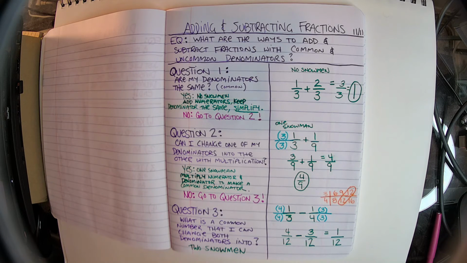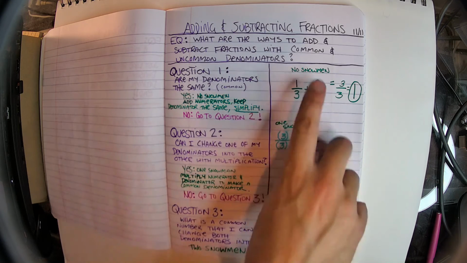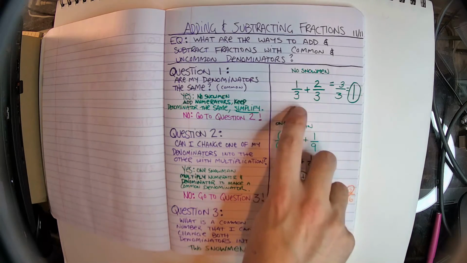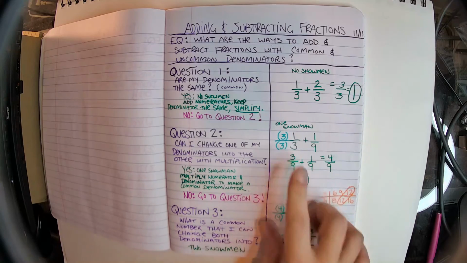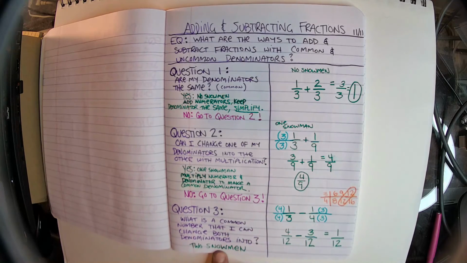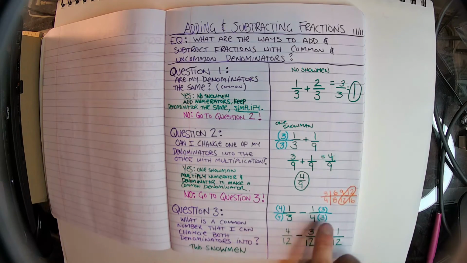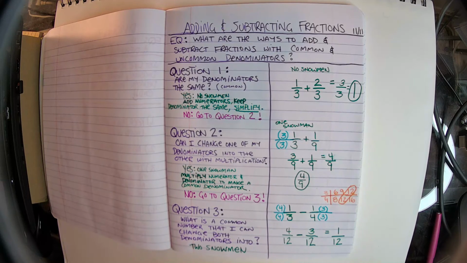So we have a no snowman problem, a 1 snowman problem, and a 2 snowman problem. A no snowman problem is when our denominators are the same, a 1 snowman problem is when we had to change one denominator, and a 2 snowman problem is when we had to change both denominators. But there we go. So there's addition and subtraction of fractions.